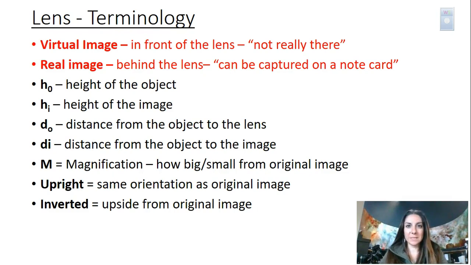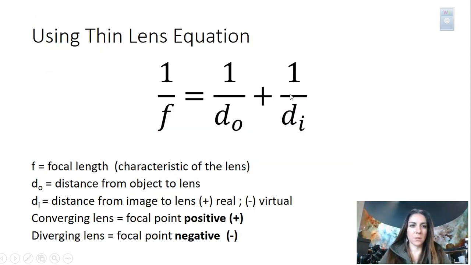And that's the biggest difference between things that we've done previously. So notice that virtual is in front of the lens, so it's actually an image that's not really there. It's made by your brain, sorry. And then the real image is behind. So everything else in terms of terminology that we're going to be using is the same. So HO, HI, DO, DI, M, upright, inverted, all these definitions are the same.